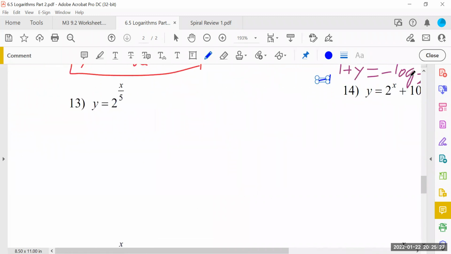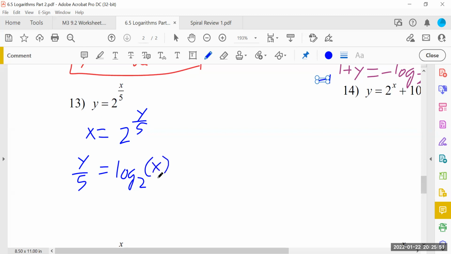And on to 13. This one's a little nicer. Switch the x and y. X is equal to 2 to the y over 5. Bring the 2 down. Log base 2 of x equals y over 5. That goes on the other side, and then inside the log is going to be what we were equal to.